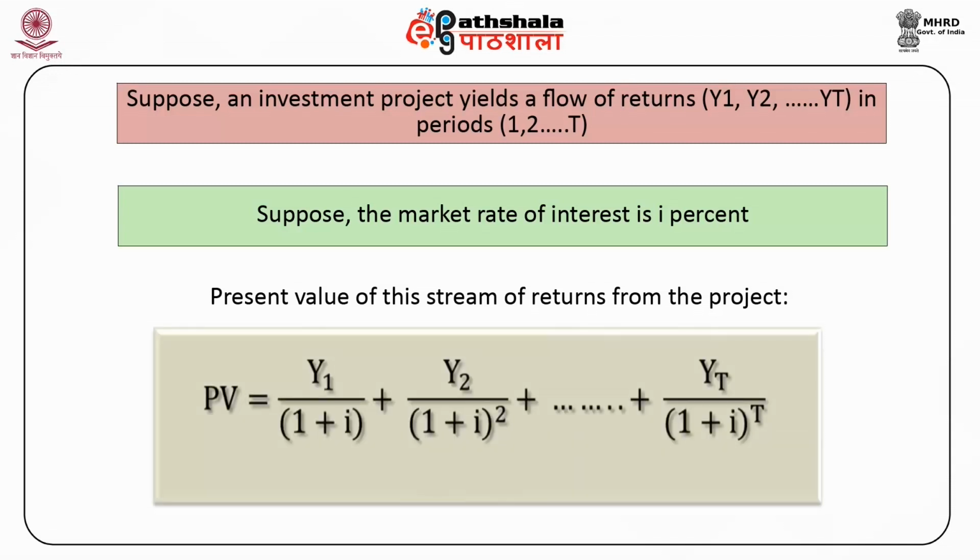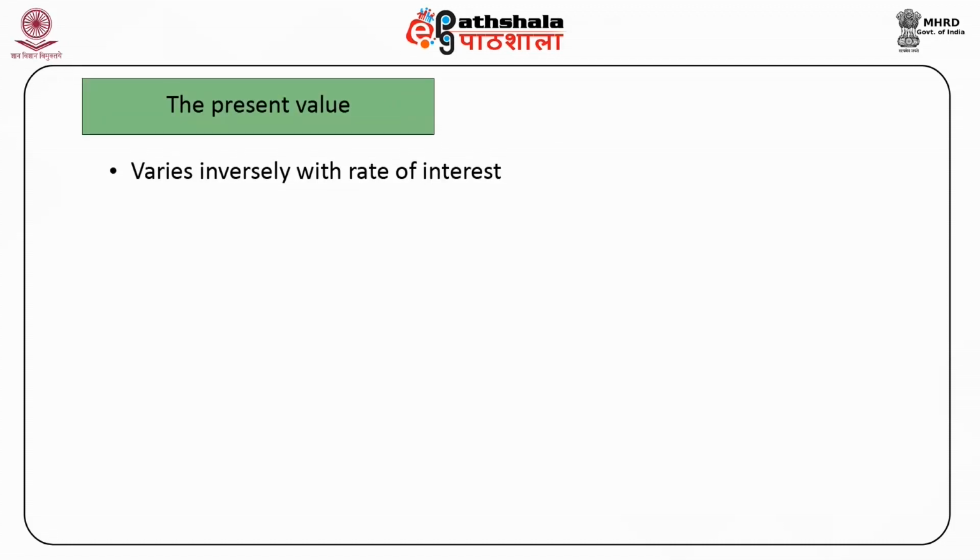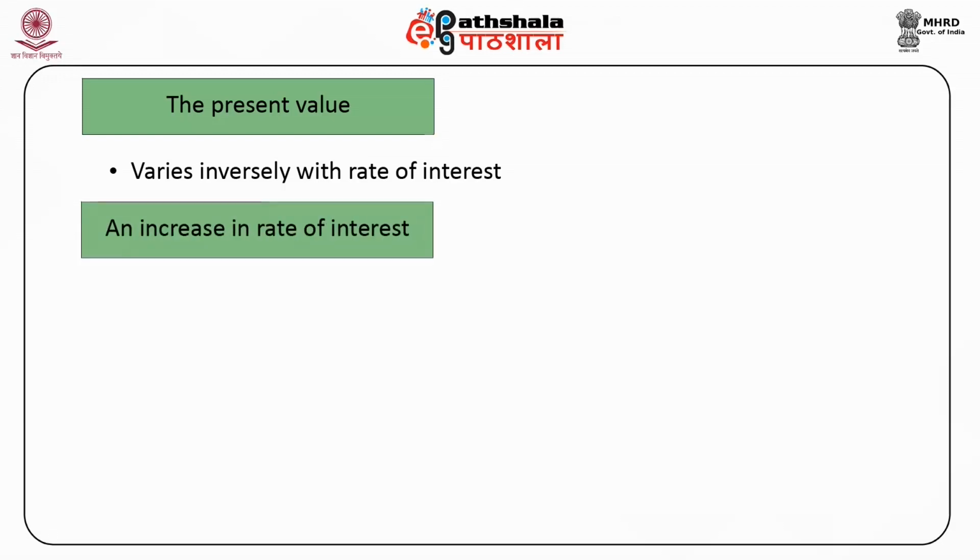Present value is equal to y1 upon 1 plus I, plus y2 upon 1 plus I to the power 2, plus so on till yt upon 1 plus I to the power t. You will observe the present value varies inversely with the rate of interest. An increase in the rate of interest reduces the present value.